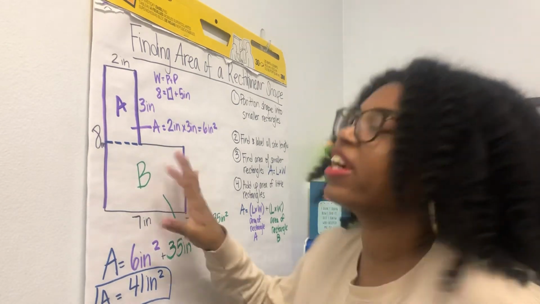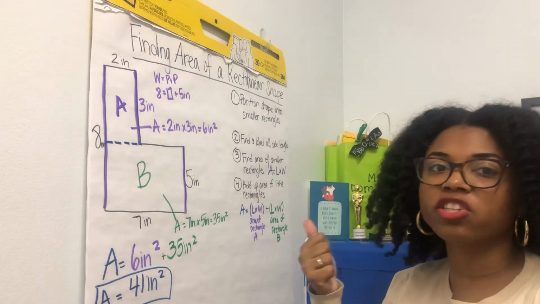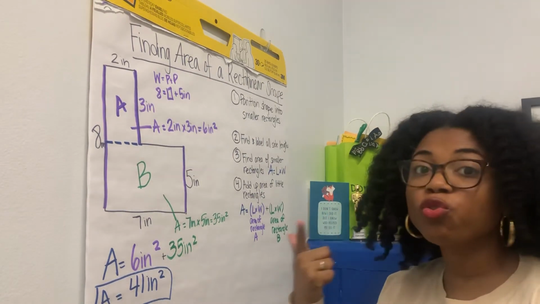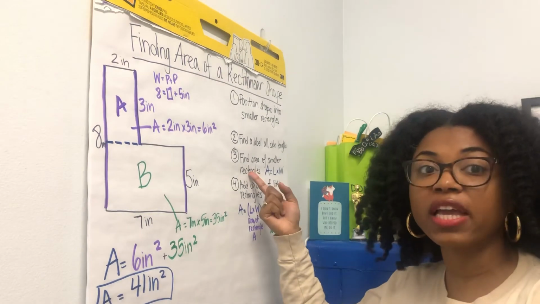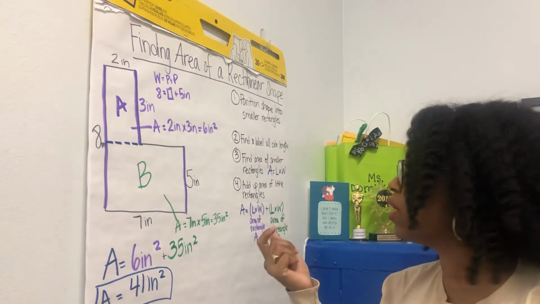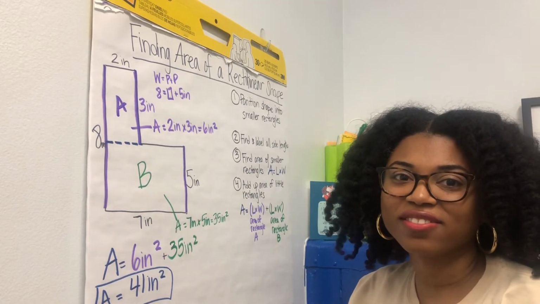Finding the area of a rectilinear shape is easy if you always do these 4 steps. 1, partition the shape into smaller rectangles. 2, find and label all the side lengths. 3, find the area of the smaller rectangles by multiplying length times width. Then 4, add up the area of all the little rectangles.